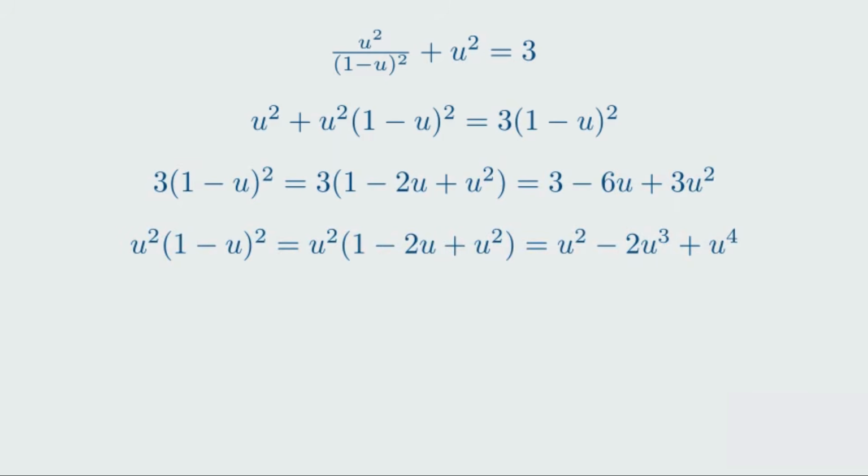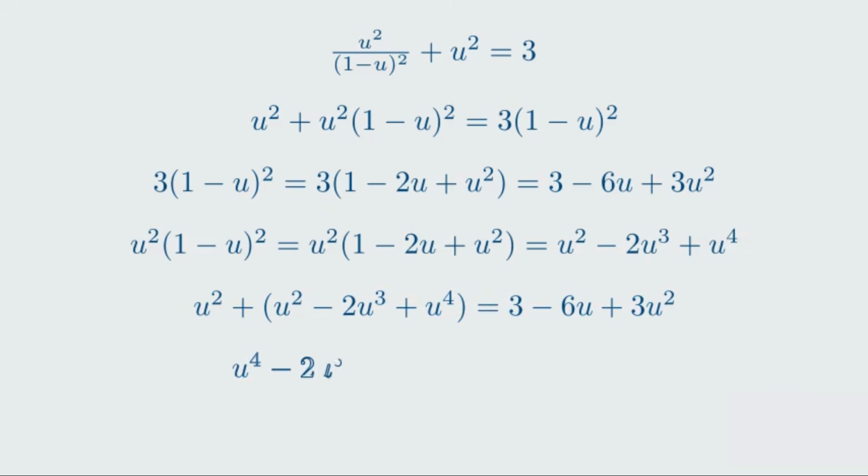Now, let's put it all together. The equation becomes u squared plus u squared minus 2u cubed plus u to the fourth equals 3 minus 6u plus 3u squared. Combining like terms on the left side, we get 2u squared minus 2u cubed plus u to the fourth equals 3 minus 6u plus 3u squared.